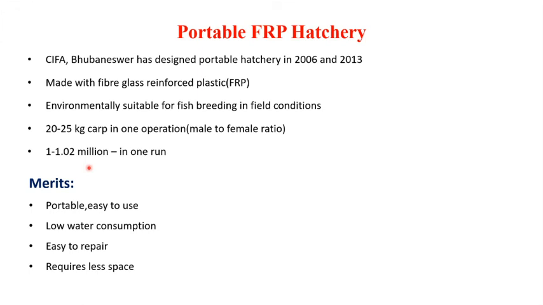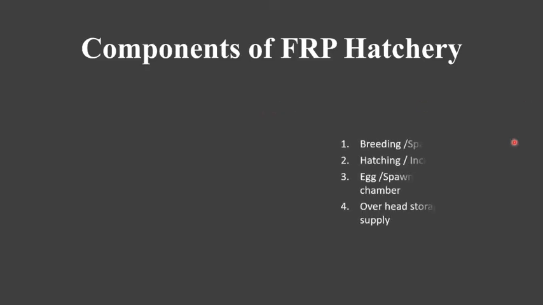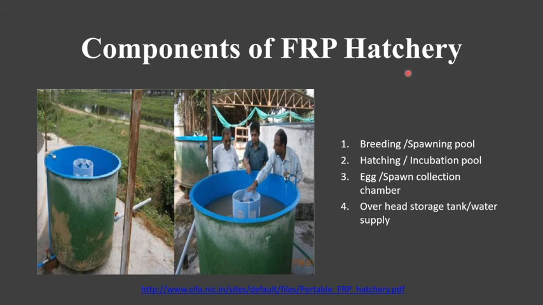Coming to the merits of this hatchery, it is portable and easy to use, has low water consumption, is easy to repair and requires very little space. In this image, we can see the components of the FRP hatchery. The breeding and spawning pool, hatching and incubation pool, egg and spawn collection chamber, overhead storage tank and water supply are the main components. So this is the FRP hatchery, that is the portable hatchery, which is an innovative practice.